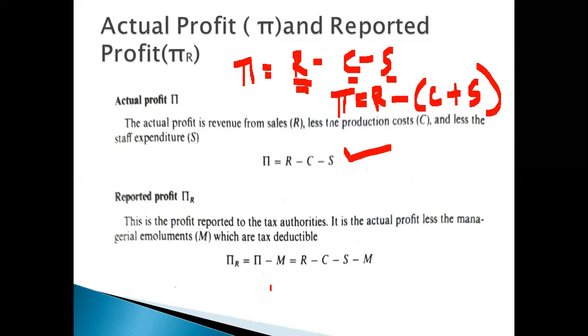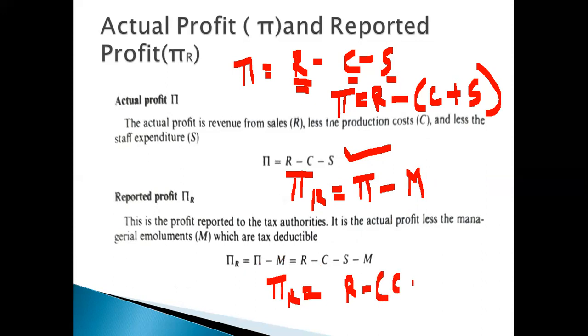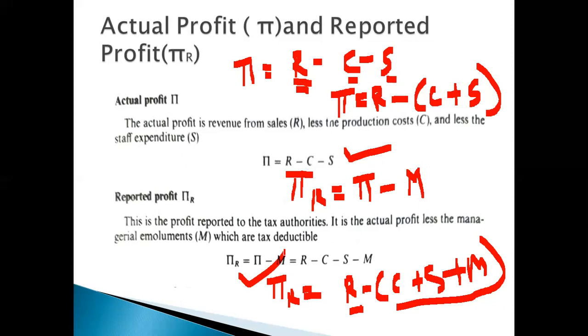Then reported profit. What is reported profit? Reported profit is pi r, which is equal to pi minus M, where M is the managerial emoluments. That means when you deduct managerial emolument, you will get pi r, or pi r is equal to R minus C minus S minus M. So when you deduct these three components from revenue, you will get what is called reported profit.